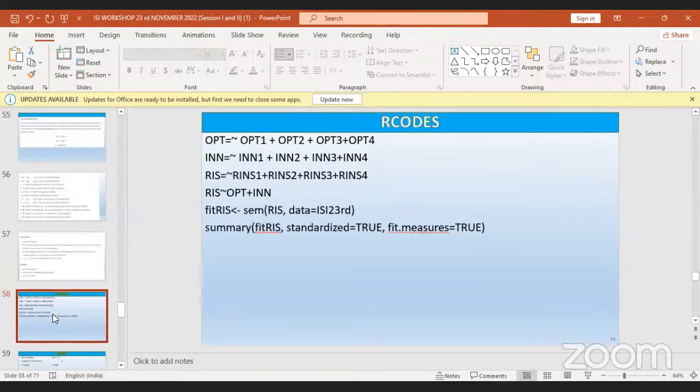Now the R codes. Say for optimism, we have 4 items. For innovativeness, we have 4 items. There is one other indicator as well, that is risk, also having 4 items. And risk depends upon optimism and innovativeness. Then you have to fit the model, and thereafter you will get the summary of the model. So these are the R codes you have to use.